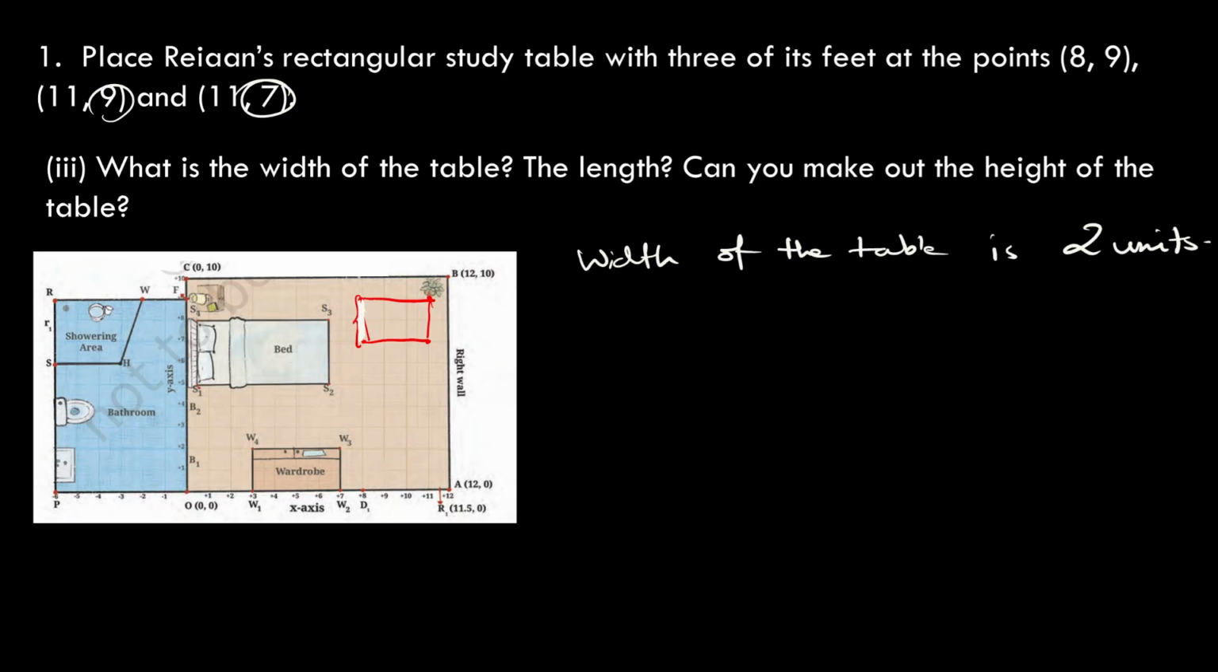The length is going to be this part in green. It's not clearly visible. This part in green. So we can simply do 11 minus 8, which is going to be 3 units. So the length of the table is 3 units, and I guess these are in feet, right? So I'm going to now continue.